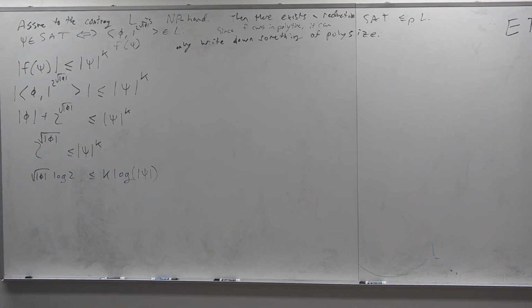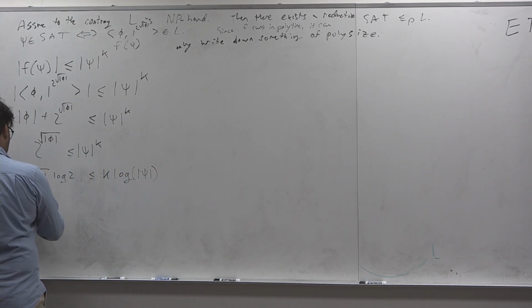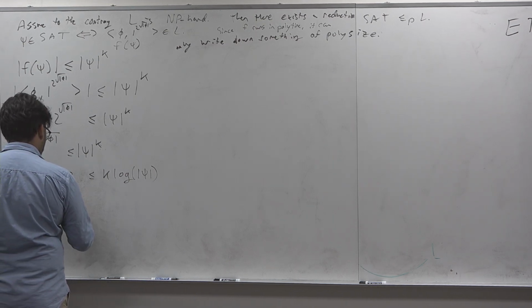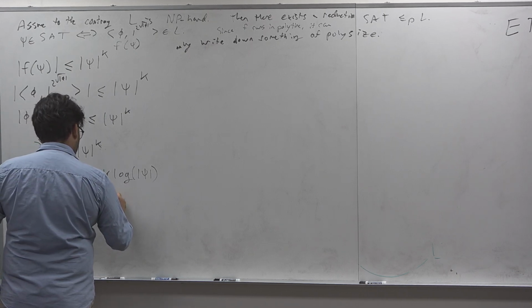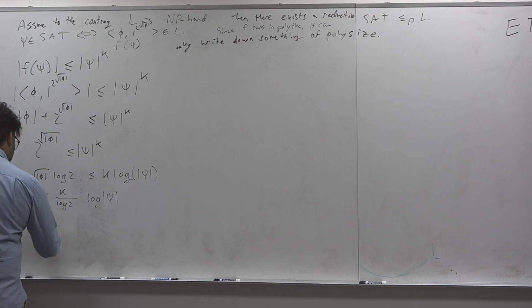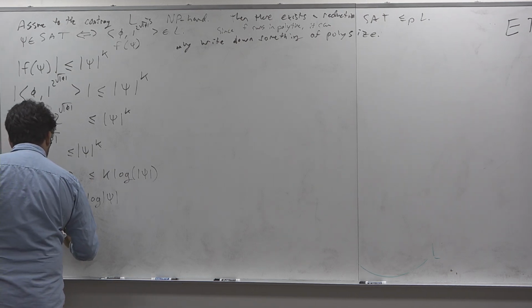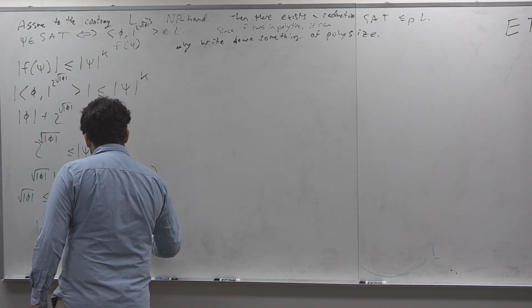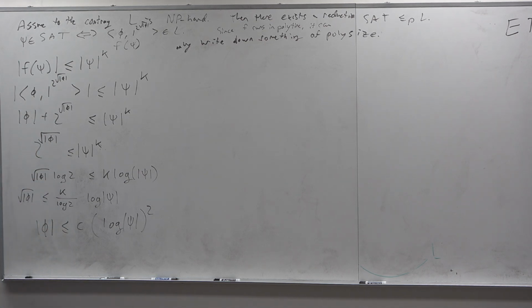Questions on that? Okay, we have then the square root of the size of phi is less than or equal to k over log 2 times log of psi. This is just some constant. Let's square both sides. We get the size of phi is less than or equal to some constant times log of psi, squared. What does this tell us? Phi is much, much smaller than psi, right?